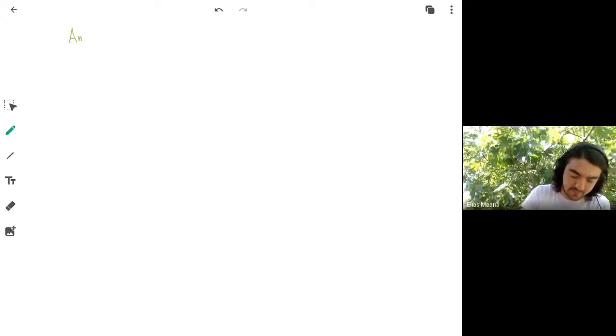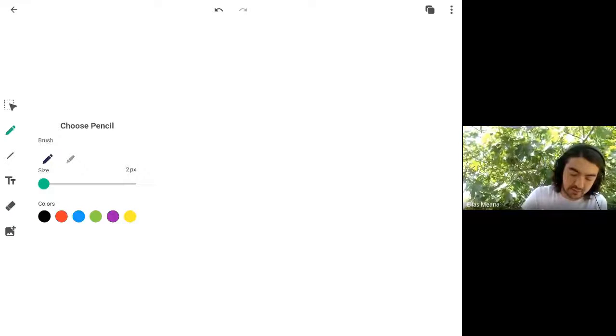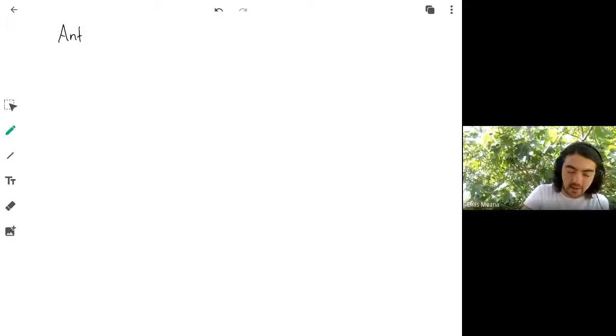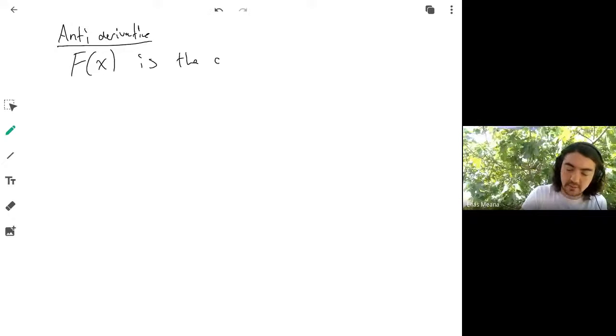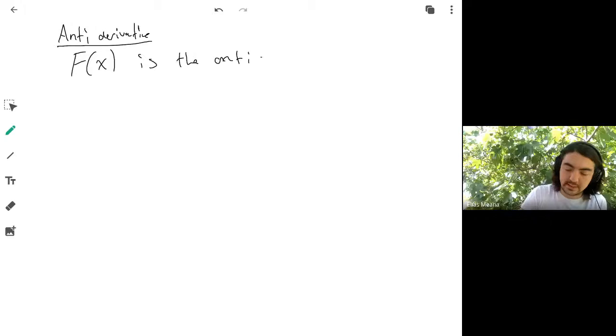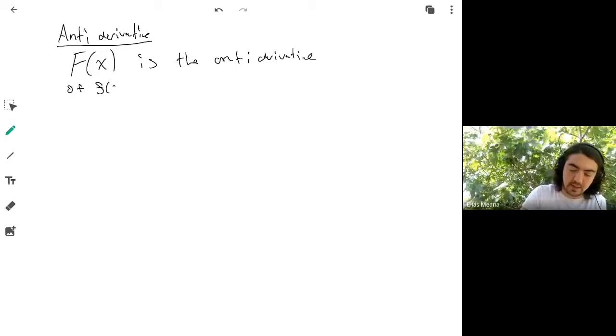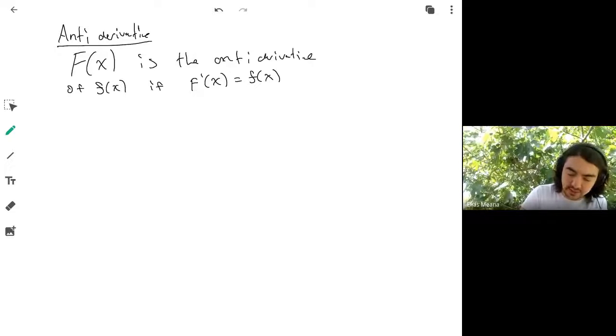This is something from P1, right? We know how to find antiderivatives, but I want to give us some notation, some formal stuff. So, antiderivatives. We say big F of x is the antiderivative of little f of x if F prime of x is equal to little f of x. This is a really silly way of saying it, but it's going to be really important for our notation.